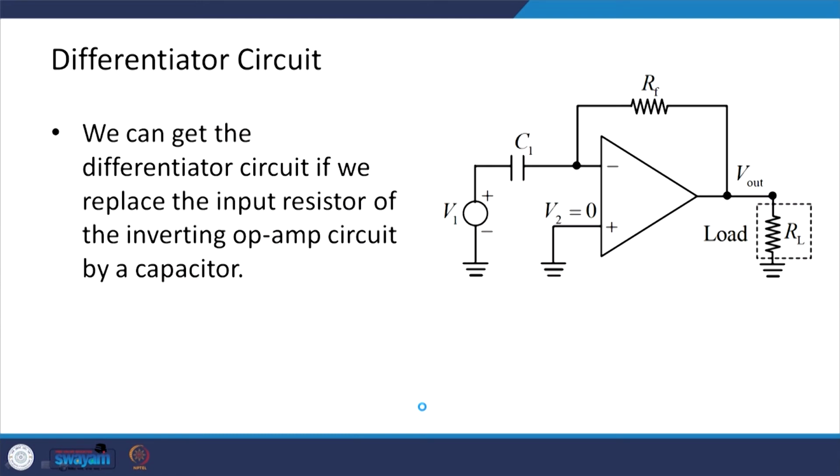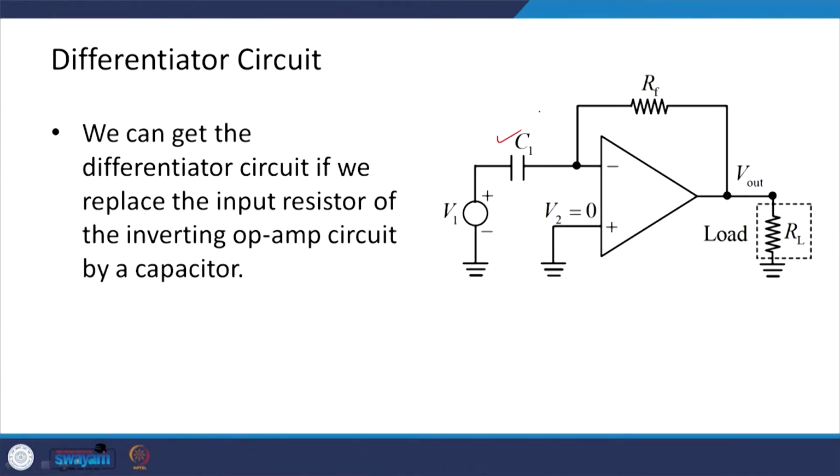Next, let us see the op-amp as a differentiator. Okay. So, we can get the differentiator circuit if we replace the input resistor of the inverting op-amp circuit by a capacitor as seen in this figure. Rest of the things are the same, that is, you have a feedback path here with the feedback resistance RF, and this non-inverting side is grounded.